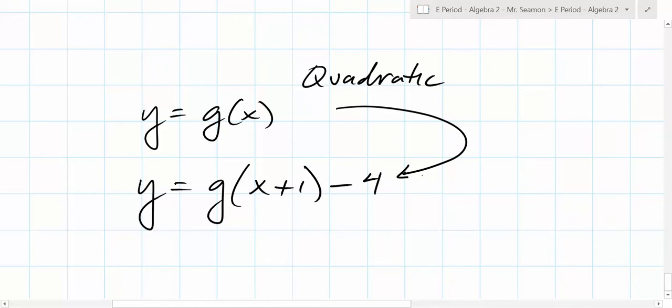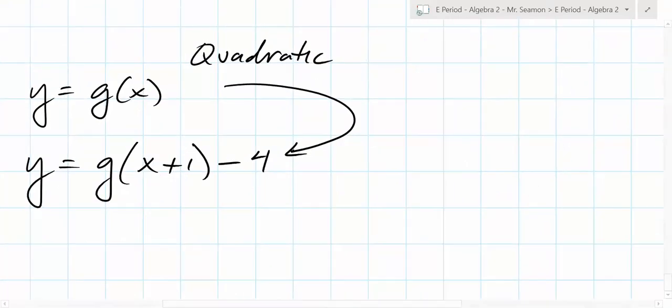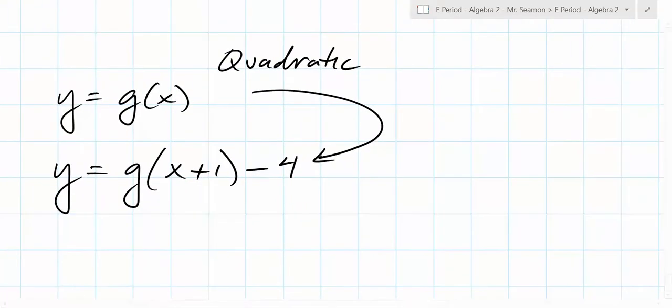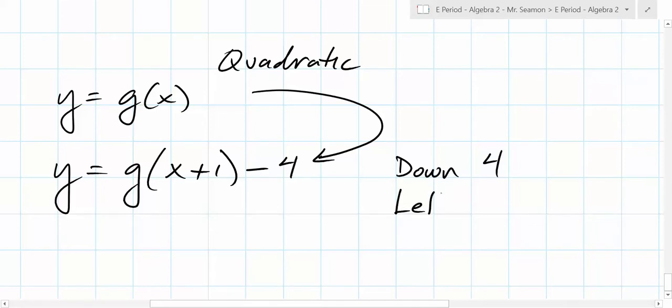Can someone tell me, maybe Aubrey, if I wanted to go from this function to the next one, what do you have to do? Does it go up, down, left, or right? It goes left and down. Yeah, down how much? 4. Down 4, and left how much? 1. Exactly. So if you had the graph of the first one, can you make the graph of the next one really easily? You just move the points.